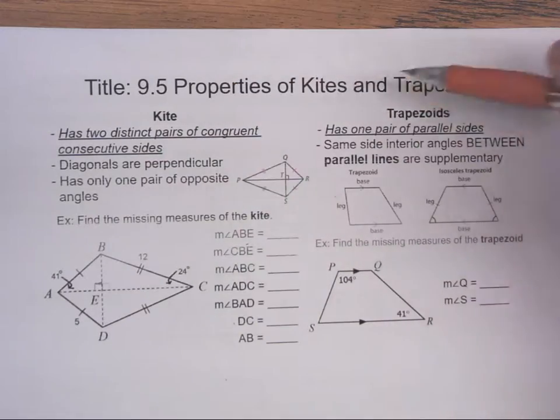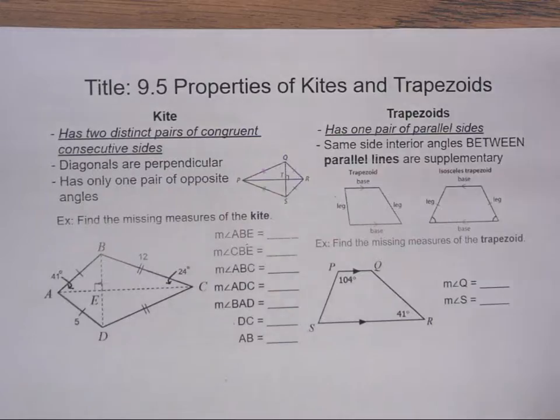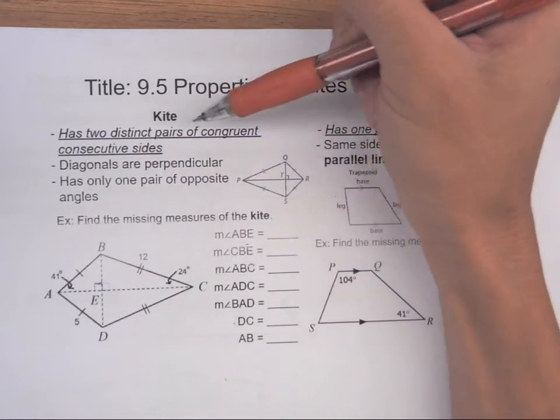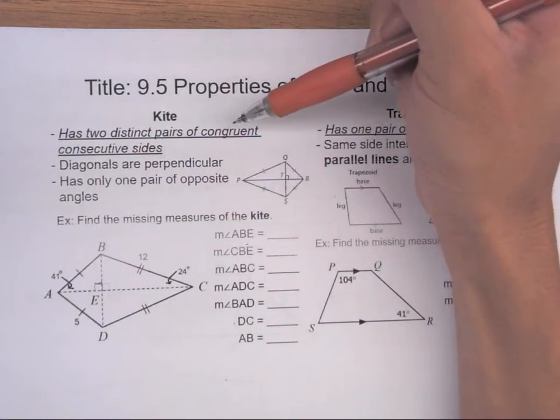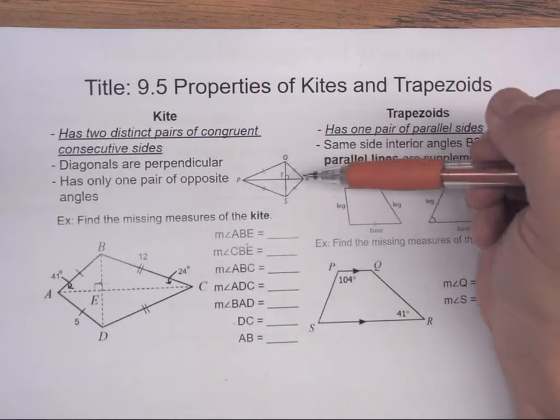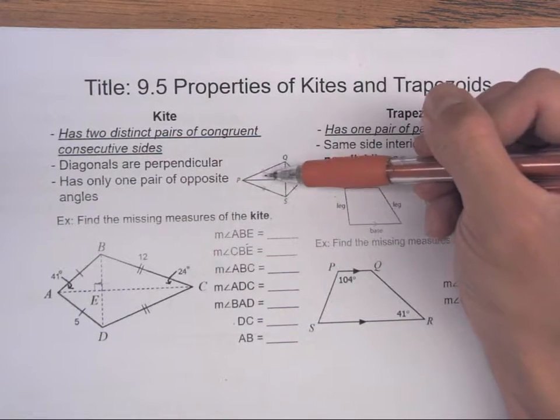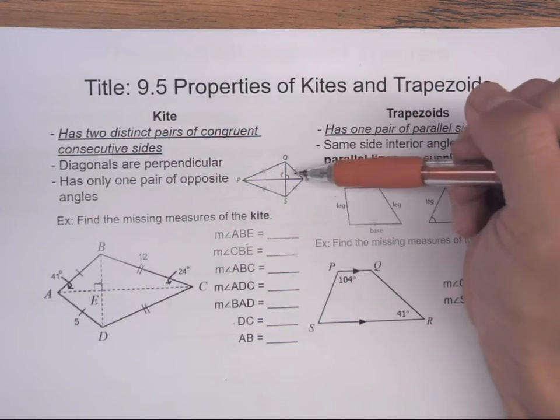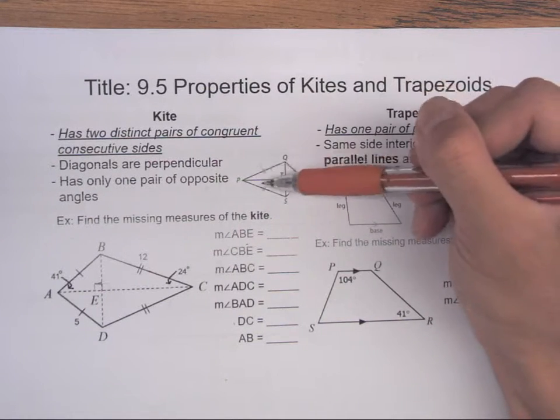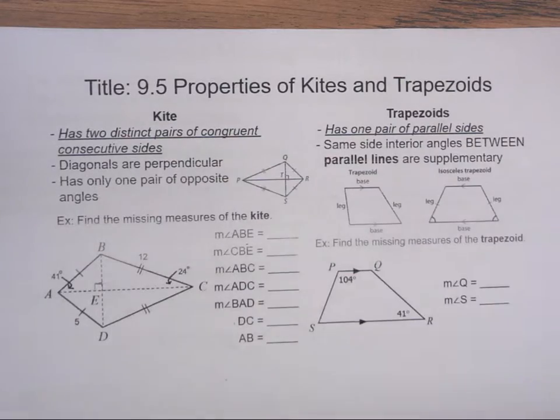Alright, so this one is on properties of kites and trapezoids. For a kite, we know that it has two distinct pairs of congruent consecutive sides. That means this segment is congruent to this segment, and this segment is congruent to this segment. Two distinct pairs. This is a pair, and this is also a pair of congruent consecutive sides.